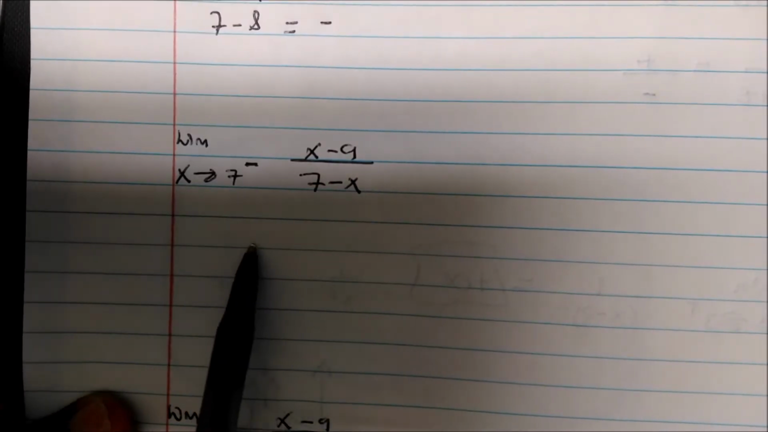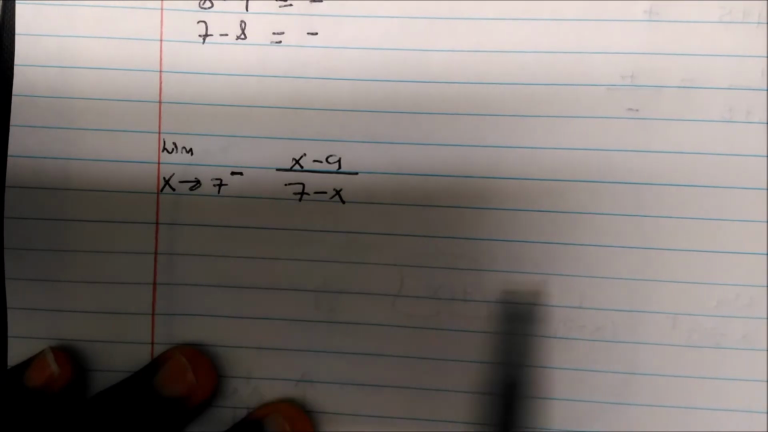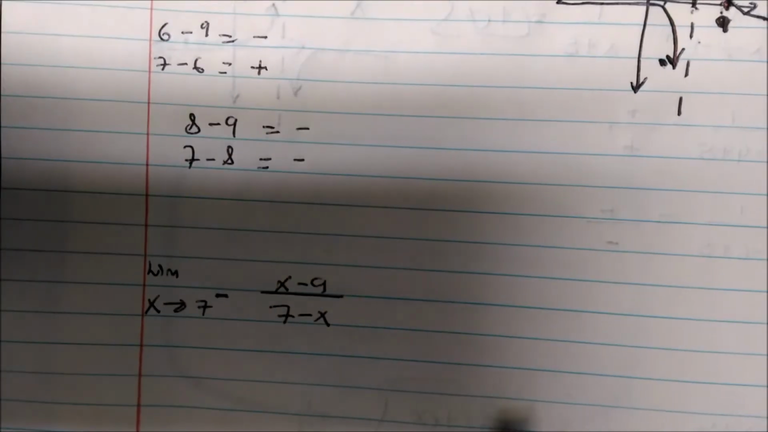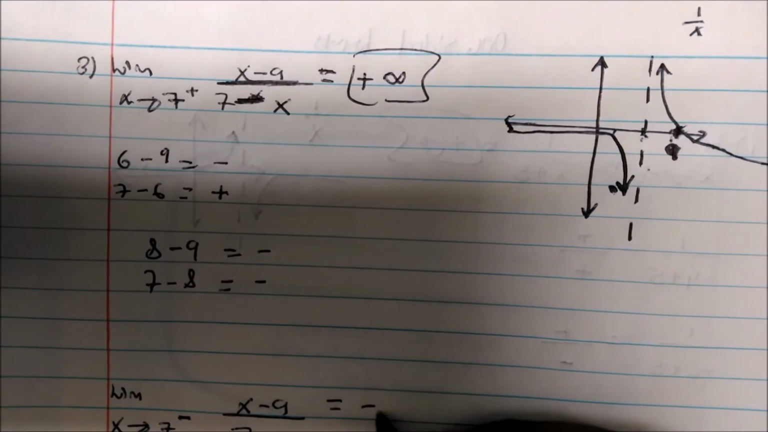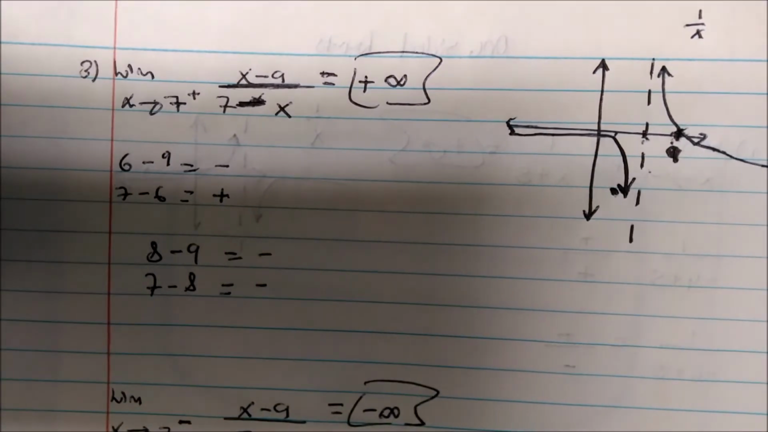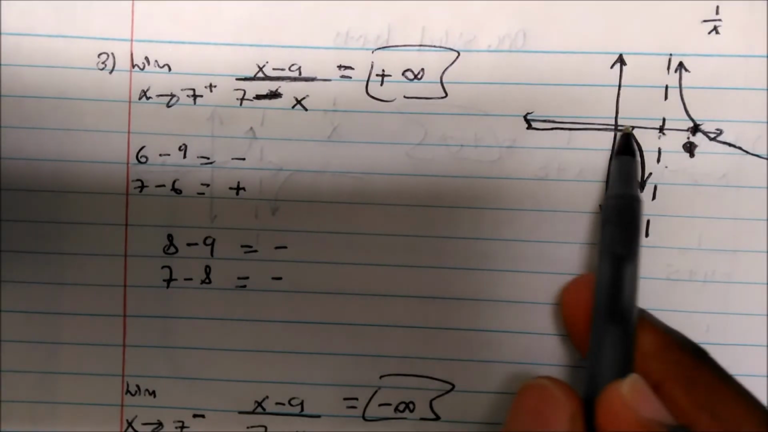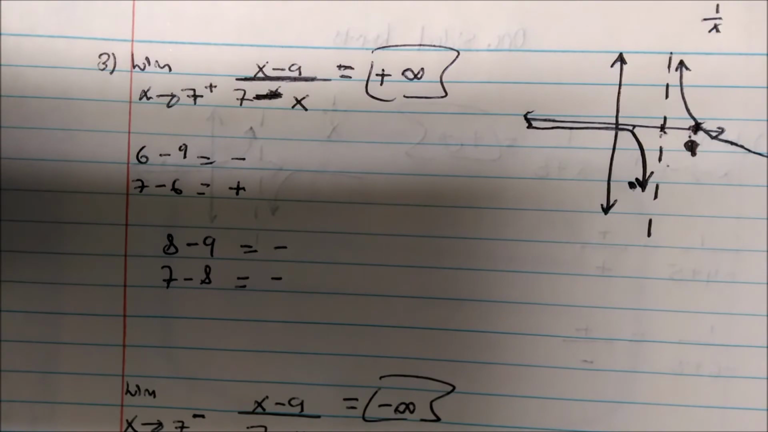This is actually the same question, but from a different side. So x approaches 7 from the left. Looking at the graph again, coming from the left, the answer is now negative infinity. All right. Approaches 7 from the left is going to negative infinity.